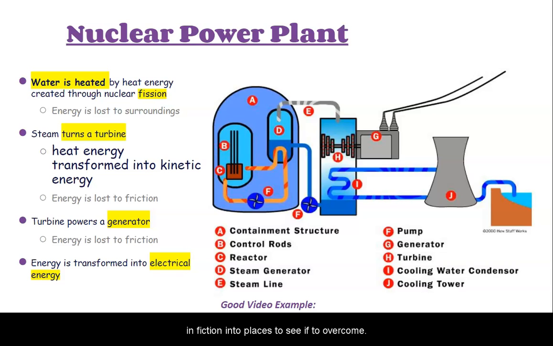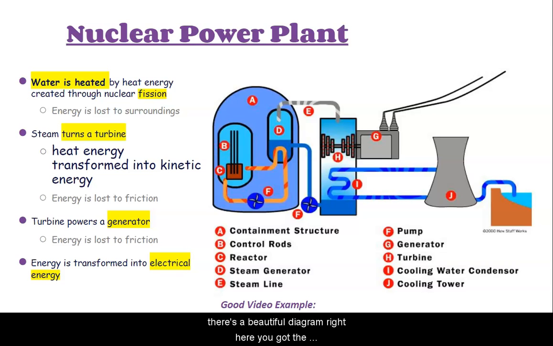Again, energy is lost in friction in 2 places because you have to overcome the friction of starting of movement in order to turn turbines. And then from all of these processes, energy is transformed into electrical energy.